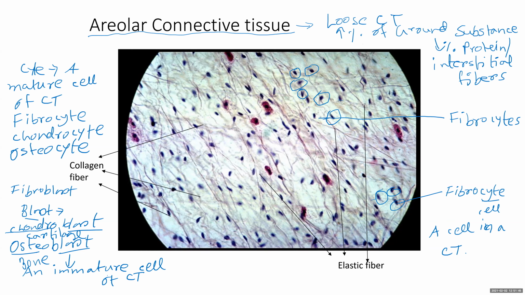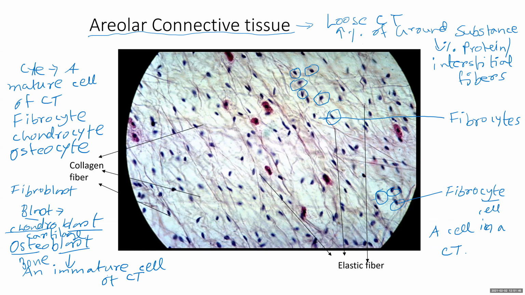Nicely spaced out cells, and interstitial matrix. Interstitial matrix is neither gel-like nor liquid nor mineralized. It has the same consistency as every other organ in the body, pretty much. This is just the space where there is no fiber present. This is all ground substance: water, salt, some protein, amino acids, all together. Then there are these protein fibers, which are collagen fibers or elastic fibers.